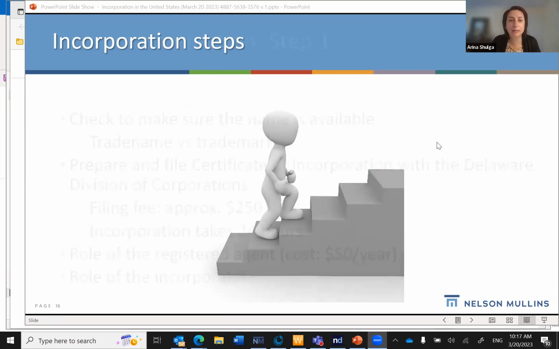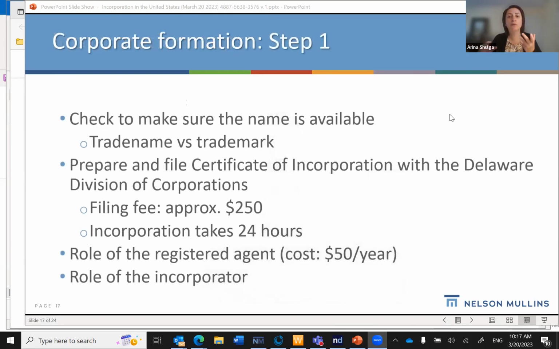Okay, so what are the steps to incorporate? Well, first of all, you need to check whether the name that you chose is available. It needs to be available as a name in the Delaware registry, and that's easy to check online. And if you want to use the same name as your brand, then it should also be available as a trademark. Ask your lawyer to check for both before you settle on a name, right?